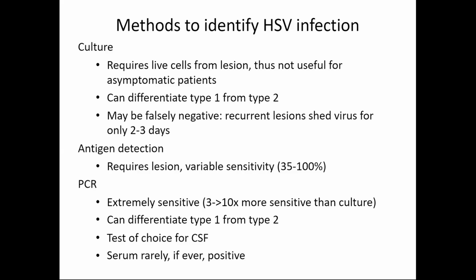Antigen detection is another option. It also requires a lesion, but the sensitivity of this test is extremely variable, from 35 to 100%. And lastly, there's PCR. This is an extremely sensitive test. It's up to 10 times more sensitive than culture. It can differentiate between type 1 and type 2, and it is indeed the test of choice for cerebrospinal fluid, but serum is rarely, if ever, positive.